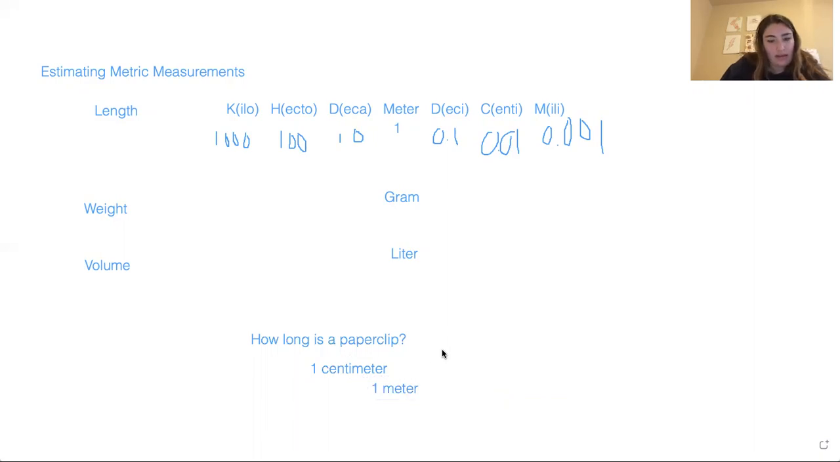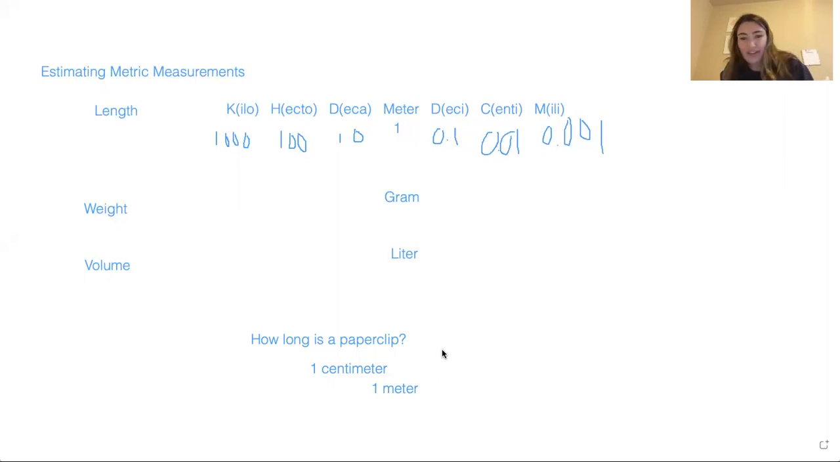So let's think. A centimeter is more than a millimeter. It's 10 millimeters actually. So if you put 10 pencil tips together, it's probably the length of a paper clip-ish, right? At least it's on the same scale, because a meter would be feet. Have you ever seen a yardstick or a meter stick? It's long. So if you were just going to guess, a small paper clip would probably be closer to a centimeter than a meter.